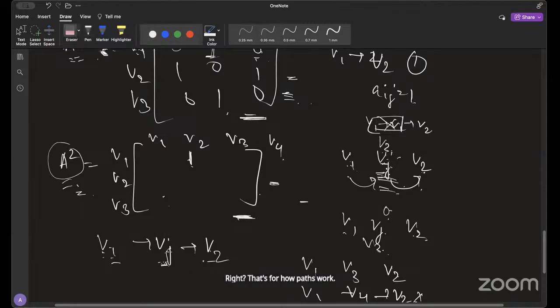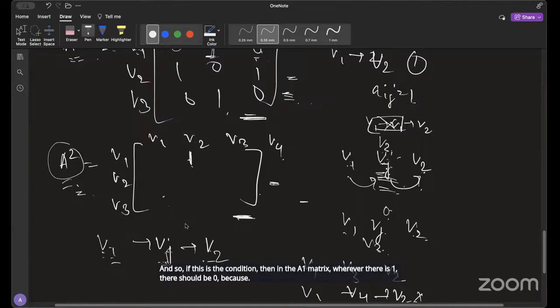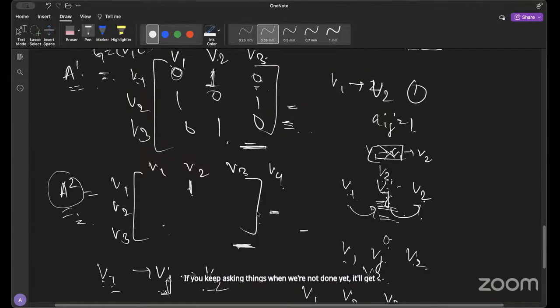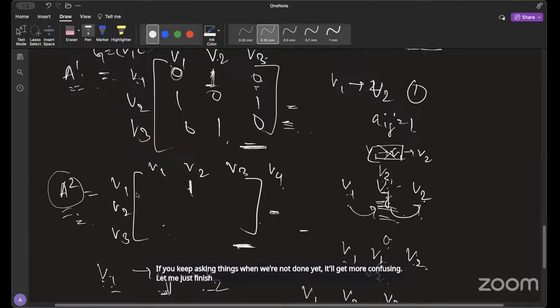And so if this is the condition, then in the A1 matrix, wherever there is 1, there should be 0, because there is 1 if there is a direct edge. Let me just finish first. If you keep asking things when we're not done yet, it will get more confusing. Let me just finish this thing first.